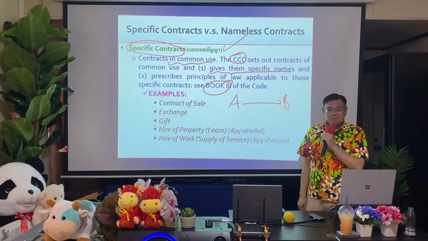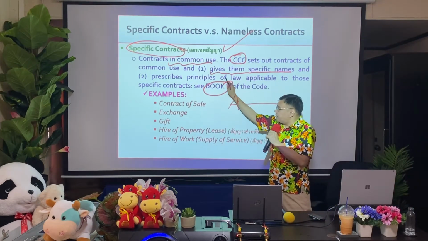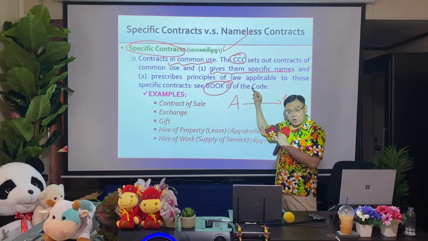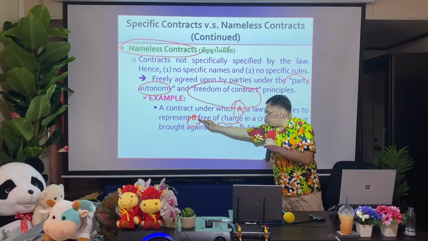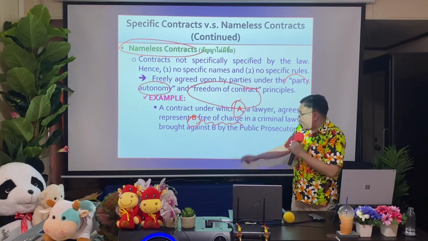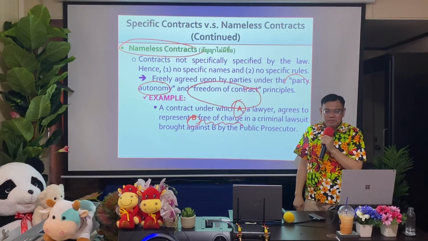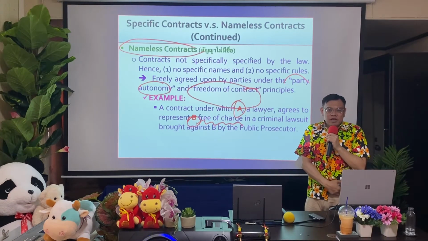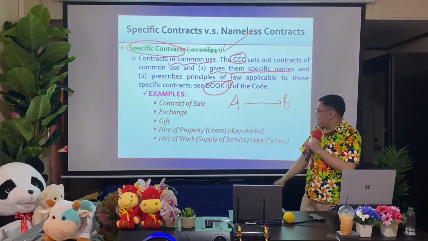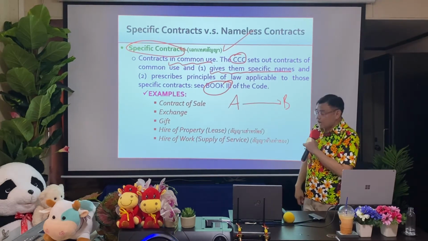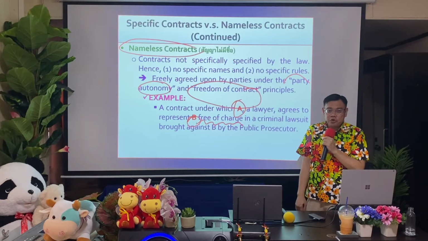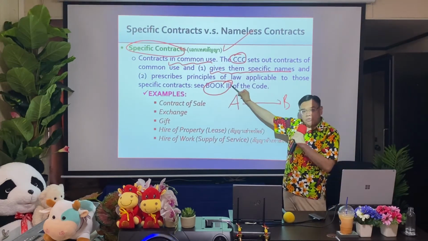In addition to the contracts which are listed in Book 3 of the Code, this contract does not fall within Book 3 of the Code, but it is still a contract between the parties, Party A and Party B. It is a nameless contract which is binding upon A and B nonetheless. So if you are interested in making any contract which is not in Book 3 of the Code, you can do so. You can just make use of your freedom of contract or your party autonomy to enter into an agreement with anyone, even though your agreement is not one of the specific contracts in Book 3 of the Code.